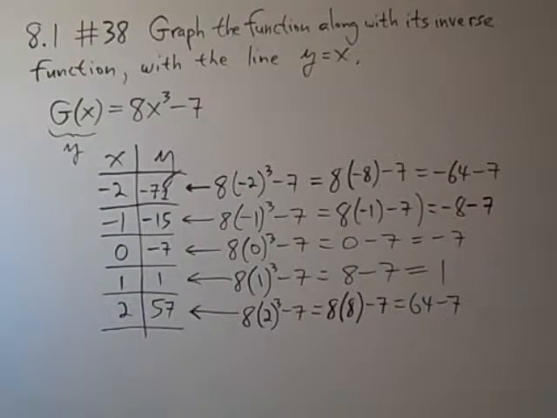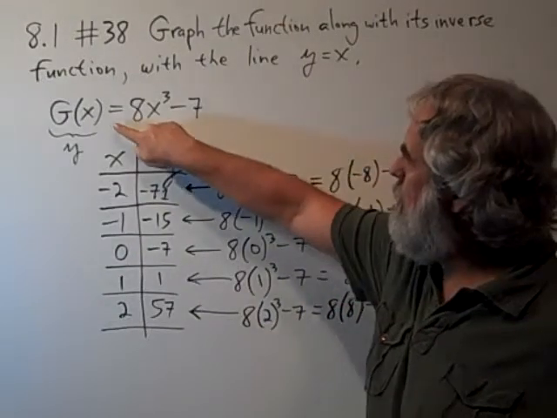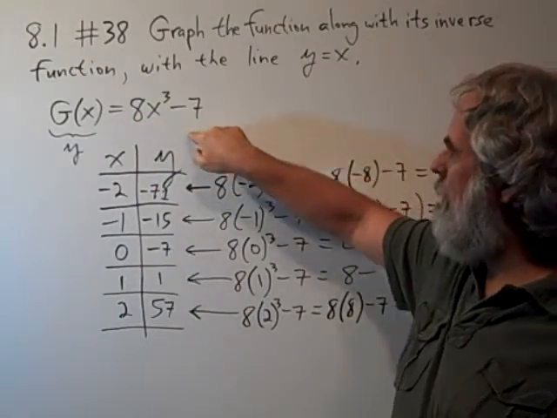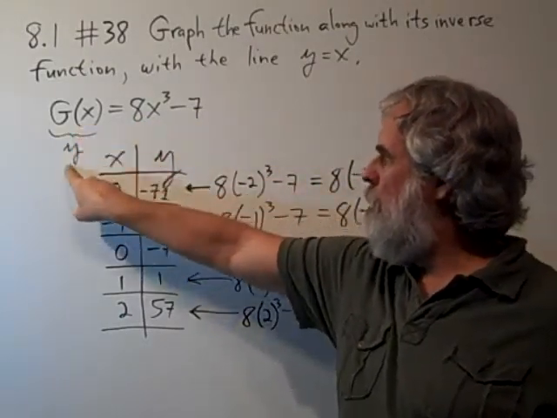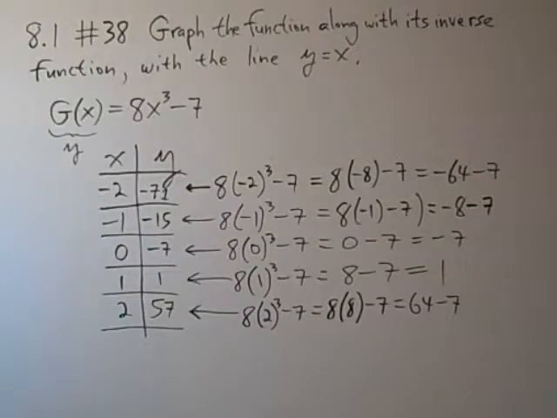Okay, let's graph this function along with its inverse function and along with the line y equals x. The function is g of x equals 8x cubed minus 7, and we can replace g of x with y as we're plotting our xy points.